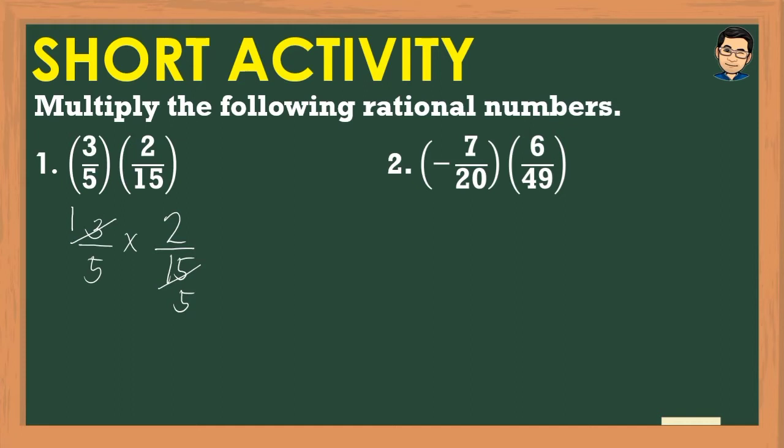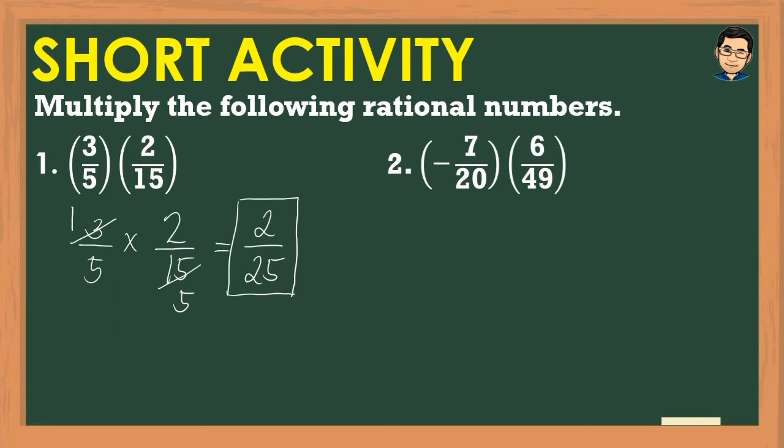Okay. So, i-multiply lang natin yung mga remaining factors. So, that is 1 times 2, that is 2. 5 times 5, that is 25. So, as you can see, 2 over 25 ang ating sagot, simplified na po siya. So, ito po kasi yung advantage ng pagka-cross multiplication natin. At least, pag final answer na, naka-lowest term na agad.